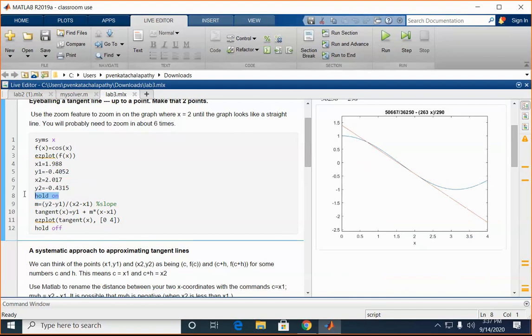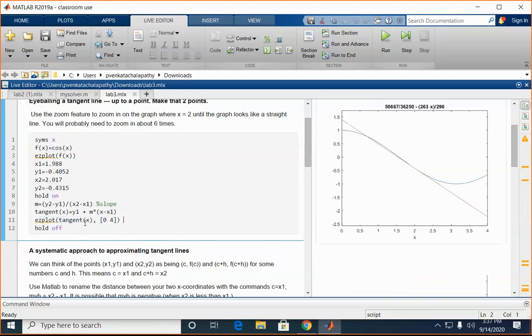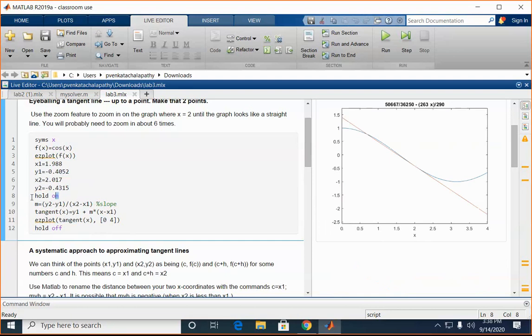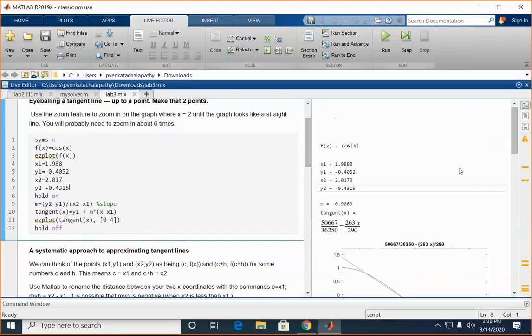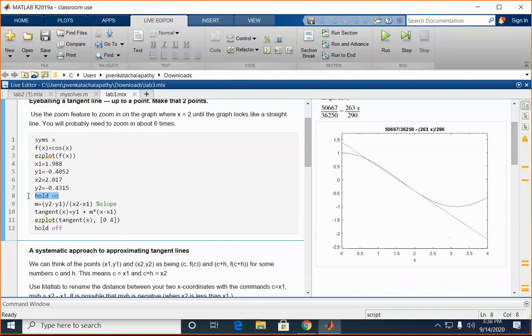Now I'm going to use this command called hold on. Why? I'm telling MATLAB not to replace the plot until I say hold off, because I'm going to plot another graph, a tangent graph. I'm going to plot the function graph and also the tangent graph in one plot. That is why I told MATLAB to hold on. Got it? I don't want separate figures for the tangent and the cos function. I need the cos and tangent function in one figure. So that is when you use hold on.